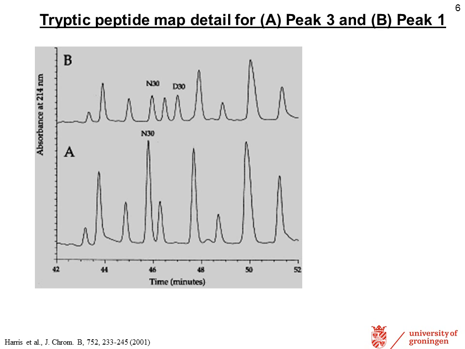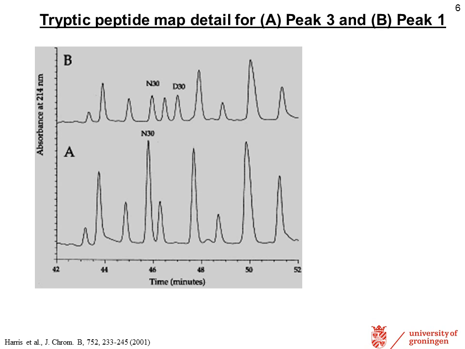Let's take a look at the 2 major forms of Herceptin, peak 3, the major peak, and peak 1, the second most abundant form. Chromatogram A at the bottom shows peak 3 and the top peak 1. It's not difficult to spot the difference. Peak named N30 has diminished and a new peak D30 occurred in form 1. So here we can already see where the modification is.